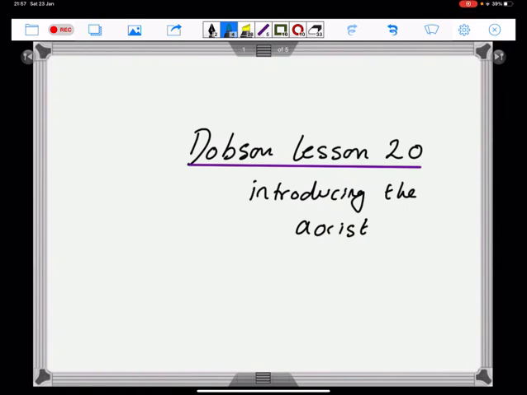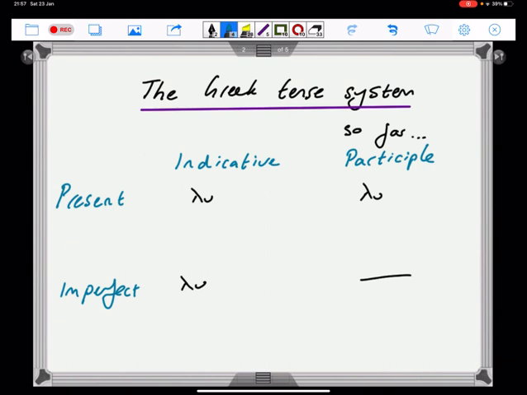Lessons 20 to 25 take you outside of the tenses you've already learned and introduce you to the most useful tense in Greek, and that's the aorist. What you've met of the tense system so far is just the present and the imperfect.